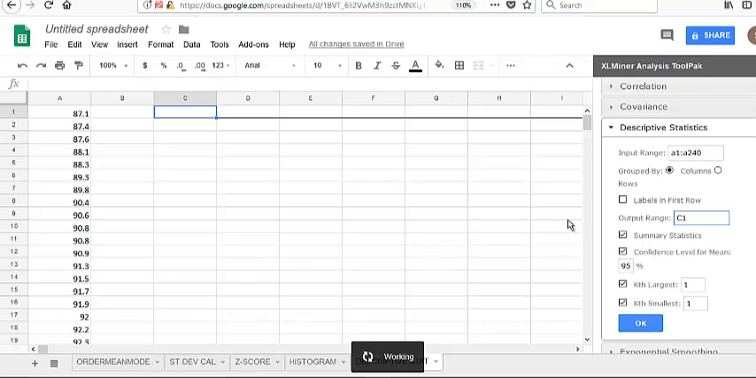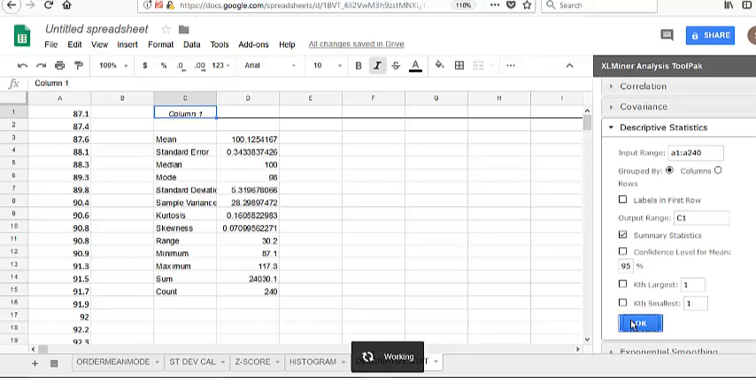Now, as far as the output range, that's where the problem ended up happening. Also, we're going to get rid of this and get rid of that. And if I say OK, let's see what happens. Anyway, for some reason it was highlighting this row, and so it was redoing it for every data point in the whole list. So you just want one result. You got a bazillion results.